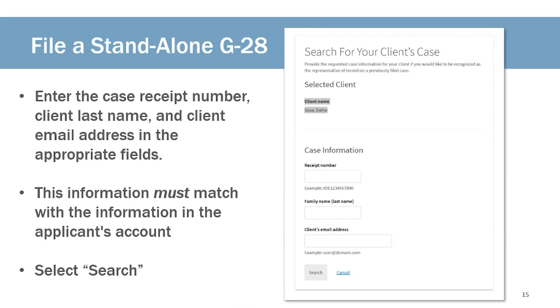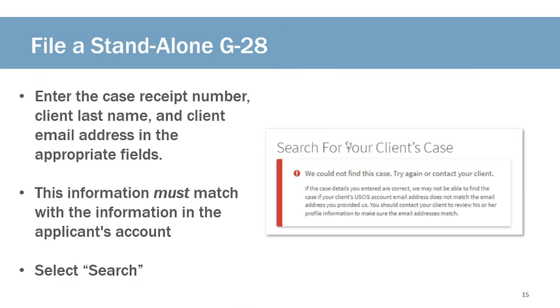If this information doesn't match with the information that's in the applicant's account, the representative will not be able to add the G28. If the representative sees this error message that the case could not be found, then they should check the information entered, make sure it matches, and try again. And they might have to contact the client to double check.